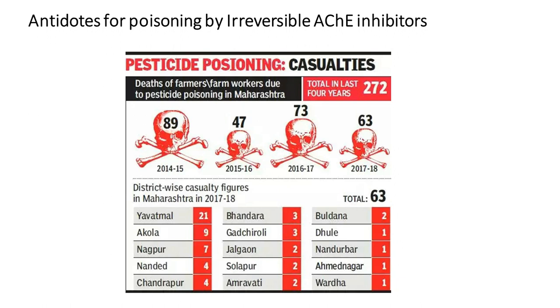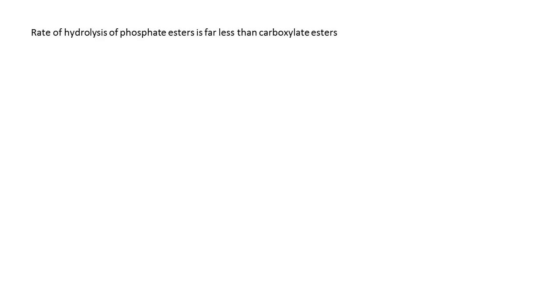They have to use it because they are very popular as far as pesticidal activity is concerned, very powerful. At the same time, it causes toxicity to the farmers. That's why it's very common to see this type of toxicity. So the rate of hydrolysis of phosphate esters is far less than carboxylate esters, is the common observation.